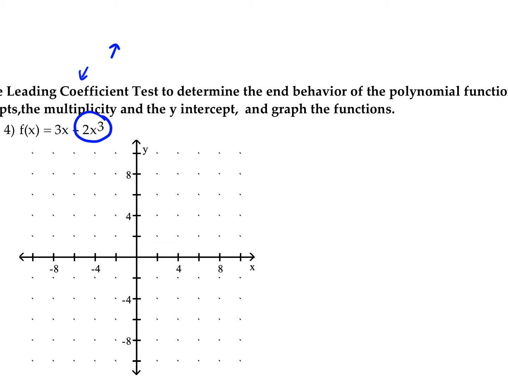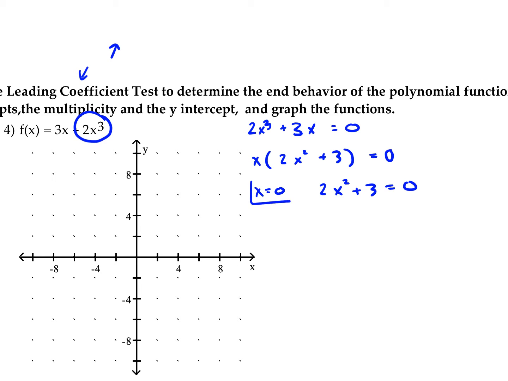And then let's find our zeros. I'm going to write it in standard form just so it's a little bit easier to solve. So 2x cubed plus 3x. I can take out an x, so I have x times 2x squared plus 3. What should I do next? Set each piece equal to 0. So x is equal to 0. 2x squared plus 3 is equal to 0.